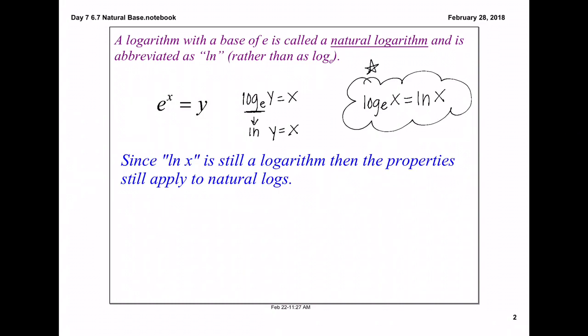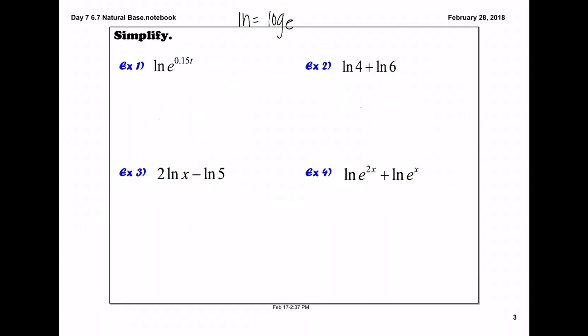Since the natural log of x is still a logarithm, all of the properties that we have previously learned apply to natural logarithms. Let's simplify. The natural log of e raised to the 0.15t. If you rewrite the natural log as log with the base e of e, you can see that due to your properties, this would equal 1 whole. So we just have 0.15t.